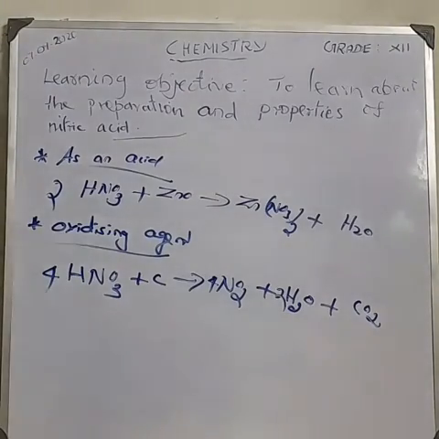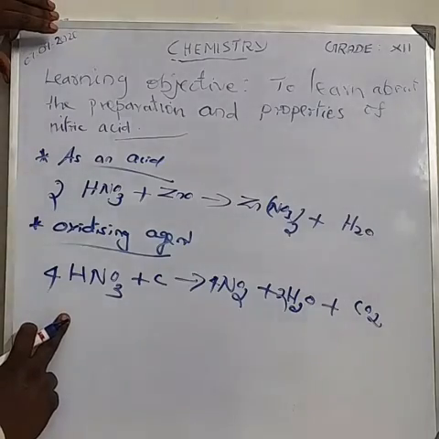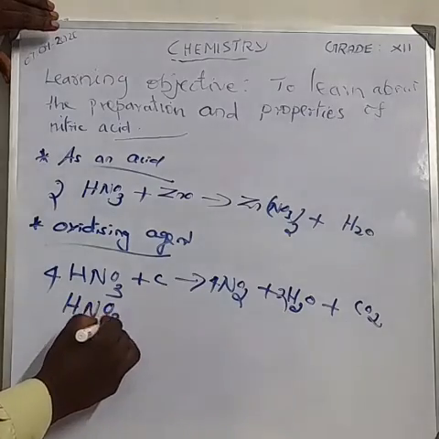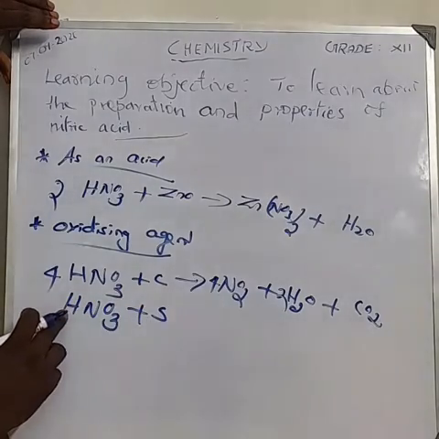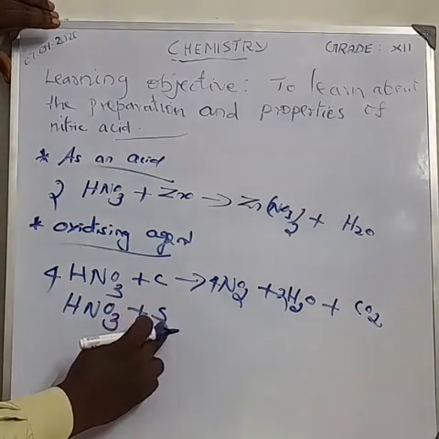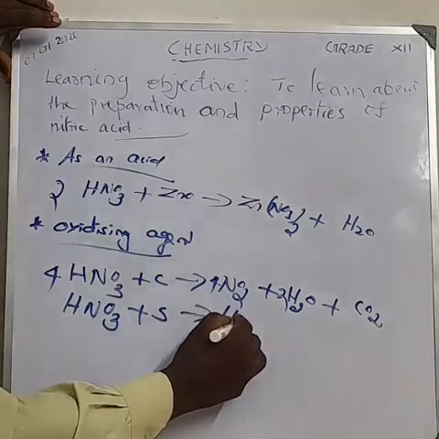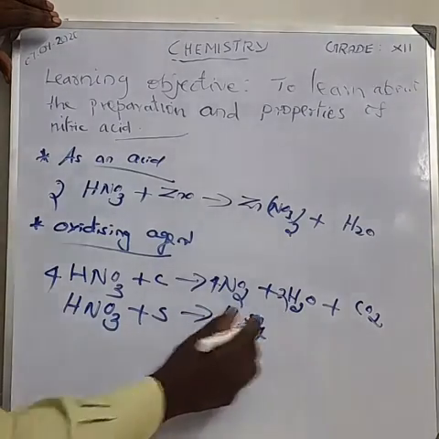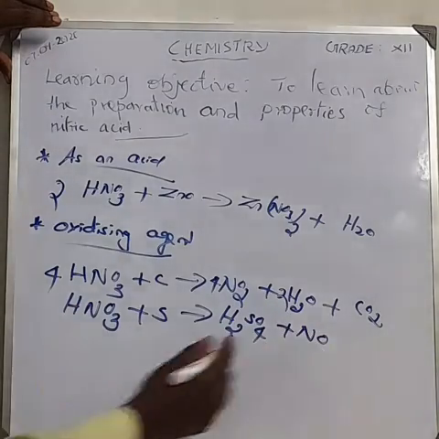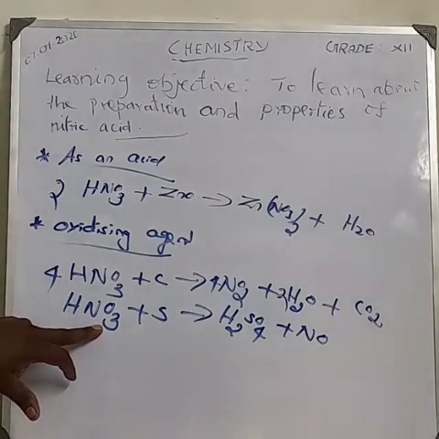Alright? Next one. What happens? Nitric acid reacts with the sulfur. HNO3 reacts with sulfur. Here we get hydrogen combining with the sulfur in the presence of oxygen. We get sulfuric acid. What's the product? Sulfuric acid plus nitrogen reacts with the oxygen to form NO. How can you balance the equation?